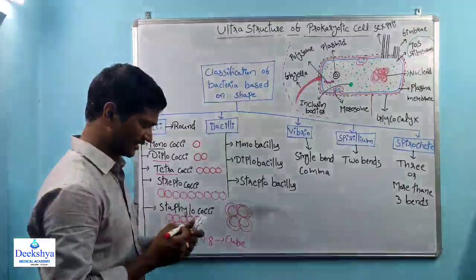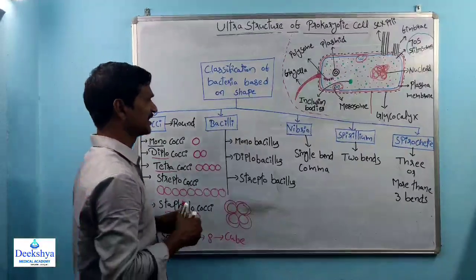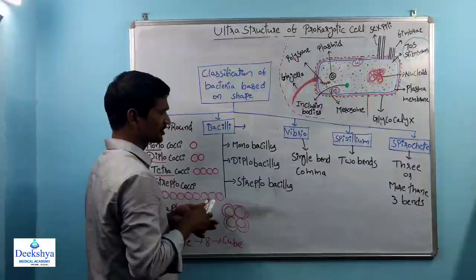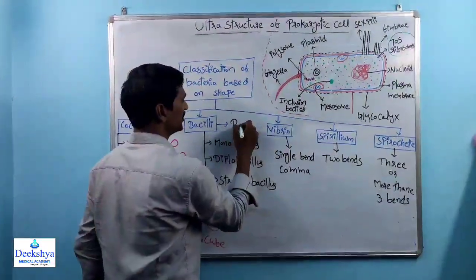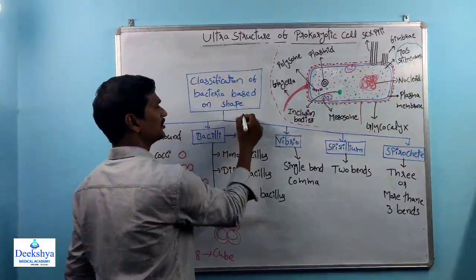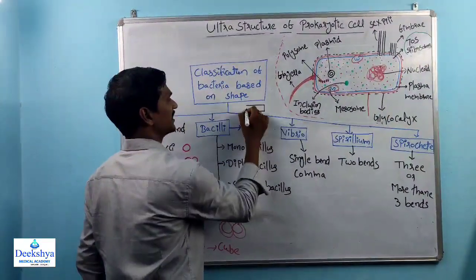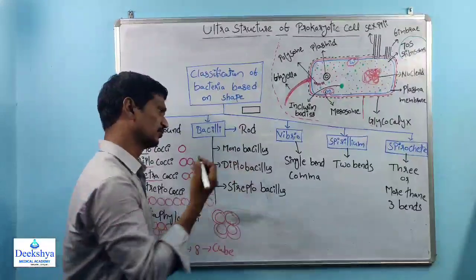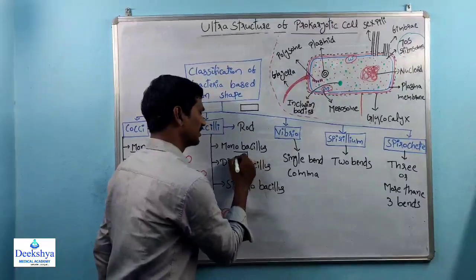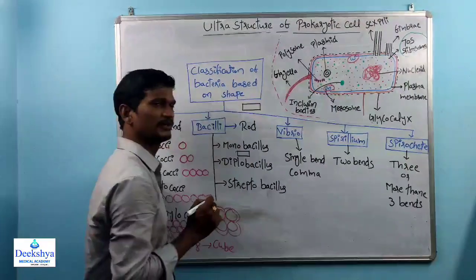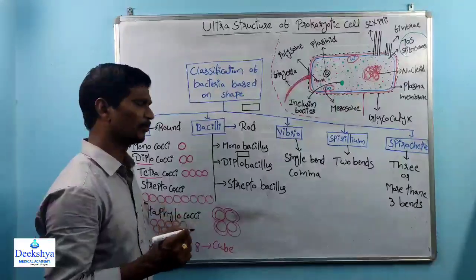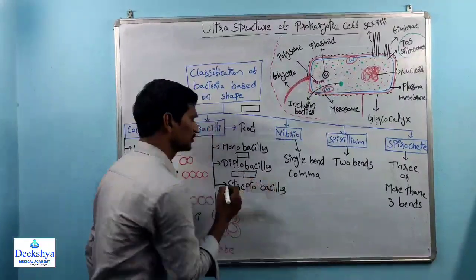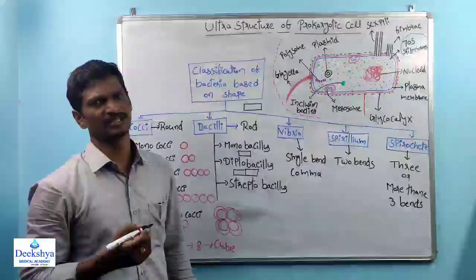And next one, bacilli or bacillus. See the bacilli structure. The bacteria generally exhibit a rod shape. All the bacteria which exhibit rod shape are called bacilli. Monobacillus: mono, we already discussed, means single. Only one bacterium exhibits the rod-shaped structure. Diplo: here 2 bacteria, and both are rod-shaped. So this one is called diplobacillus.